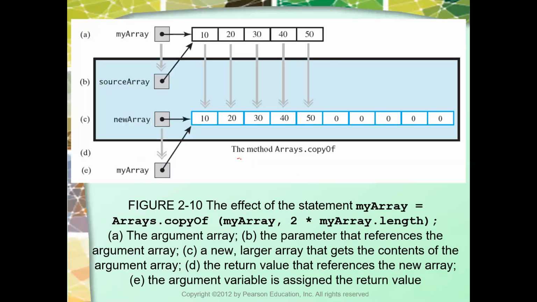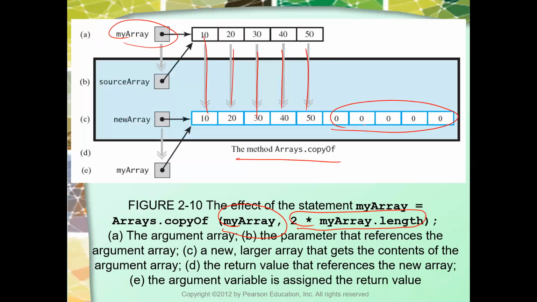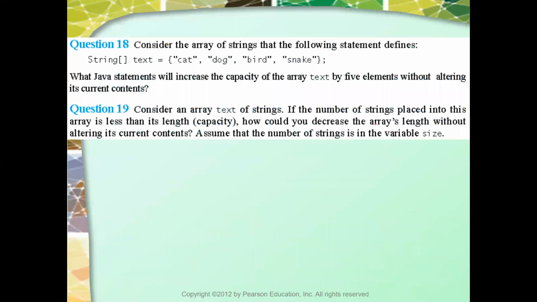But the Arrays.copyOf method is pretty nice because you can make a new array based on an old array. Check it out. Here's my array, right? And you want to make a new array that's twice as big as the original array, so you put 2 times myArray.length in there, and then it automatically copies over all the items from the old array, leaving you a bunch of zeros in the remainder of the array. So that saves you a lot of headache. It's a very cool method.